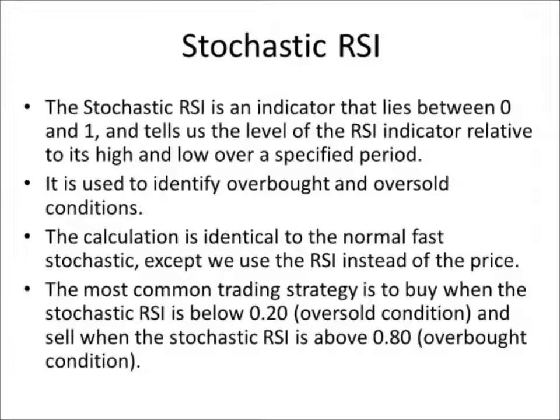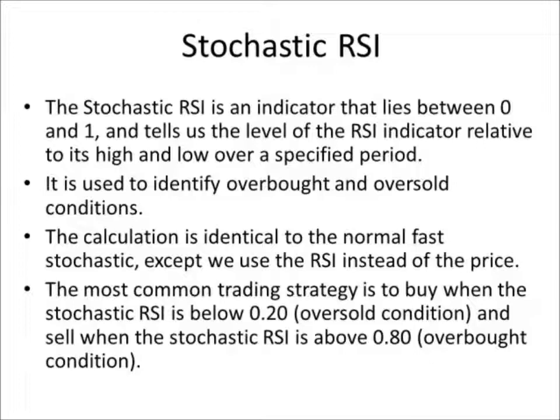Stochastic RSI. The next indicator we'll be talking about is called the Stochastic RSI, and, fairly intuitively from the name, you can probably guess what it means. It's actually just a combination of the stochastic oscillator and the relative strength index. It also serves the same functions. So the Stochastic RSI is an indicator that lies between 0 and 1 and tells us the level of the RSI indicator relative to its high and low over a specified period.